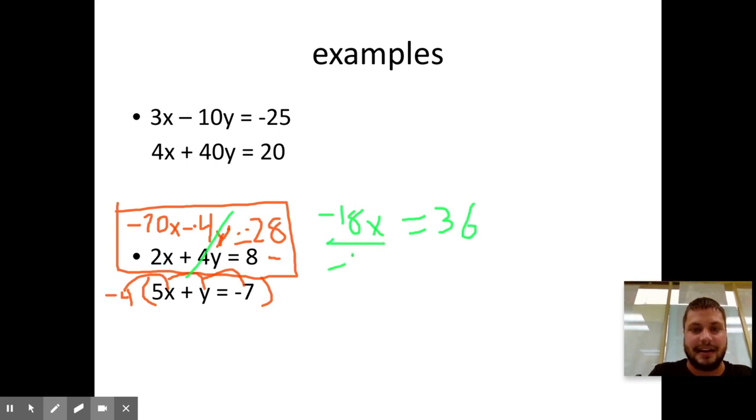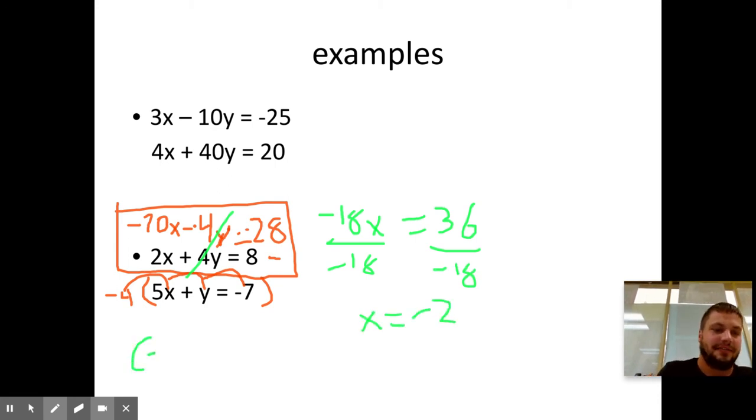I divide by negative 18, and I get that x equals negative 2. So my answer is negative 2, comma something. I now want to plug back into either of my equations. I could use any of these three. I'm going to use this one right here because it looks like the easiest.